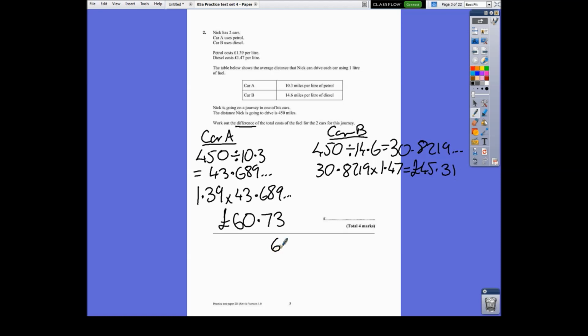Now we're after working out the difference in cost. So it's £60.73, take away £45.31, and that would give us £15.42. Again, all on a calculator.